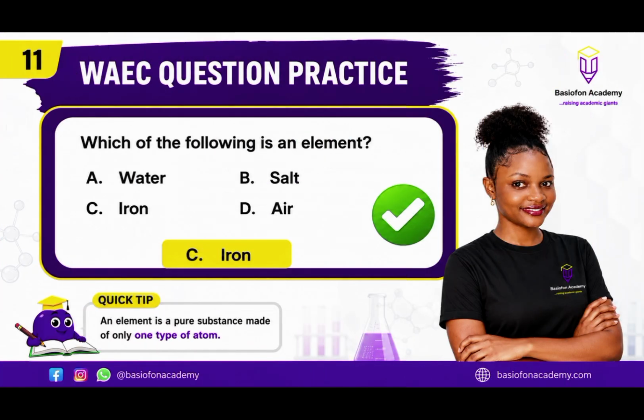Let's tackle another exam style question. Which of the following is an element? A. Water, B. Salt, C. Iron, D. Air. The correct answer is C. Iron. Water and salt are compounds, and air is a mixture.